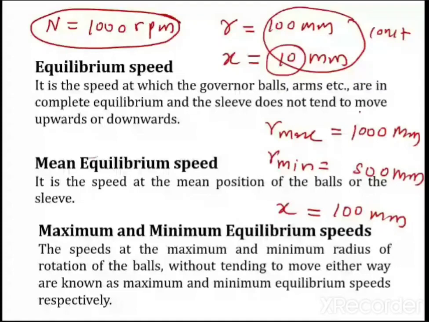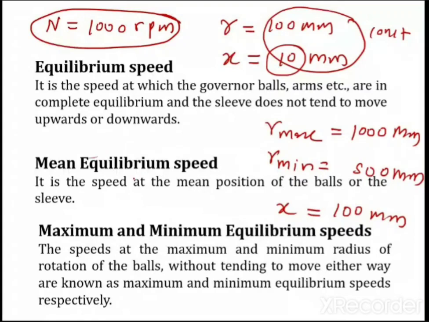And when your R is equal to R minimum, whatever the value, I have just taken an example, let us say R minimum is 500 mm. If at this condition the value of R minimum is not changing, say 501 or 499, then that is called the minimum equilibrium position. So equilibrium is nothing but something constant, where your X will not change, your R will not change.